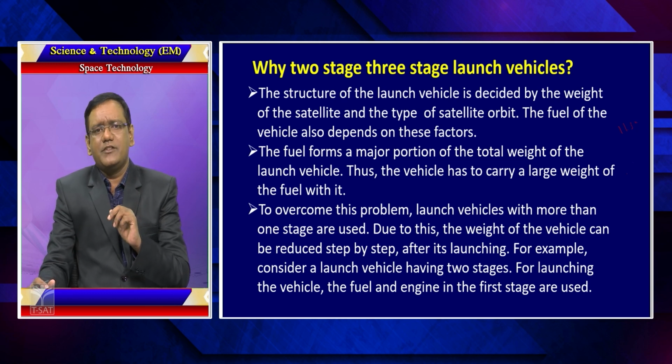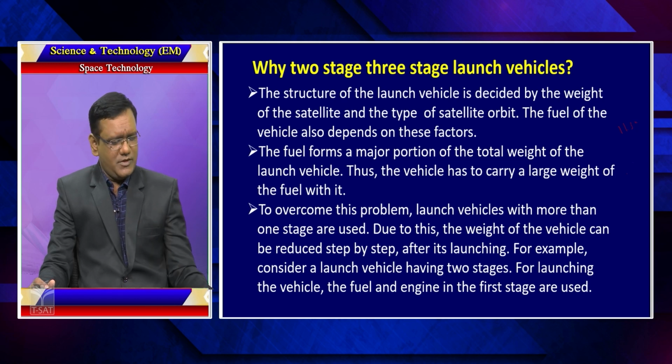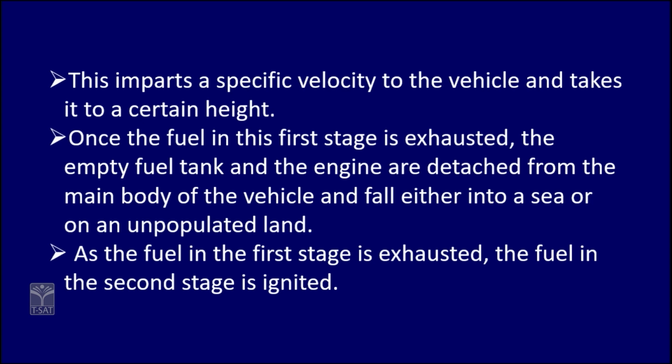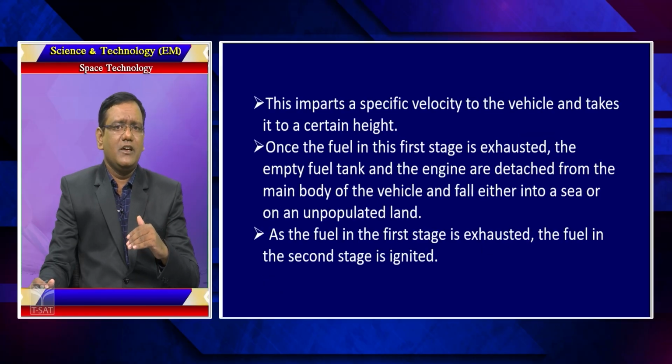For launching this vehicle, the fuel and the engine in the first stage are used. This imparts a specific velocity to the vehicle and takes it to a specific height. Once the fuel in this first stage is exhausted, the empty fuel tank and the engine are detached from the main body of the vehicle and fall either into a sea or on an unpopulated land. So thereby it reduces the weight of the entire launch vehicle.